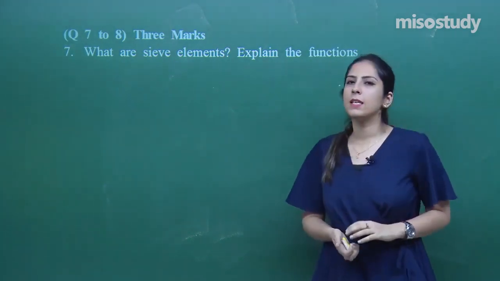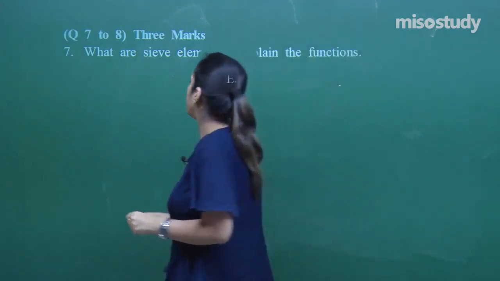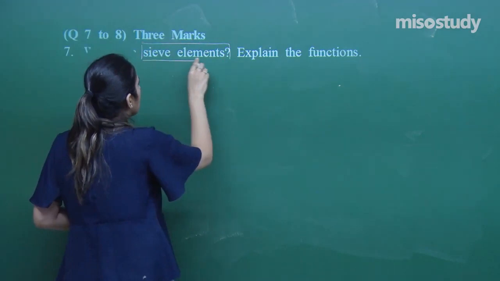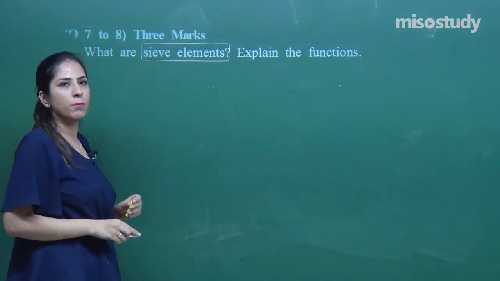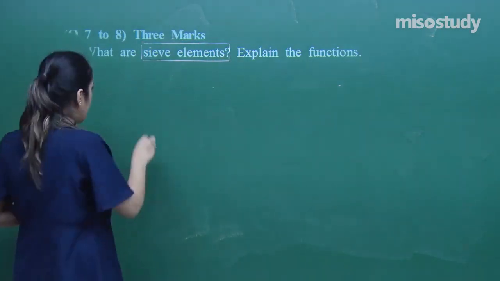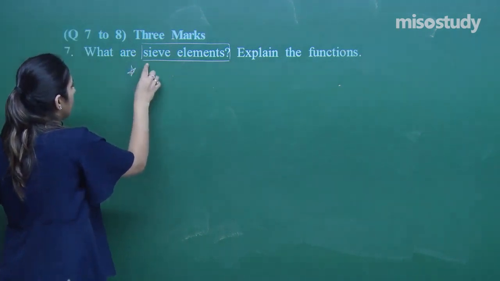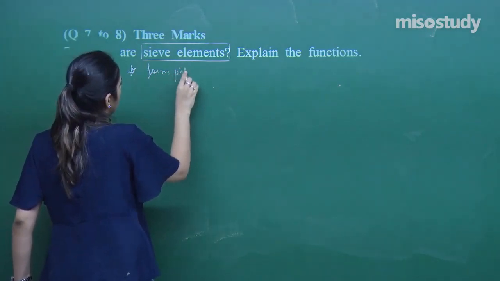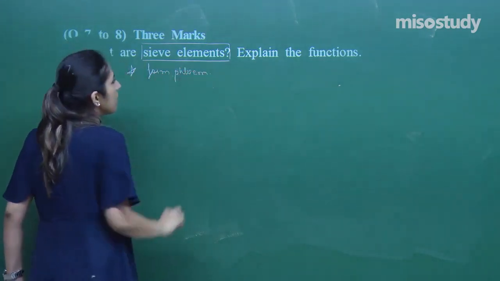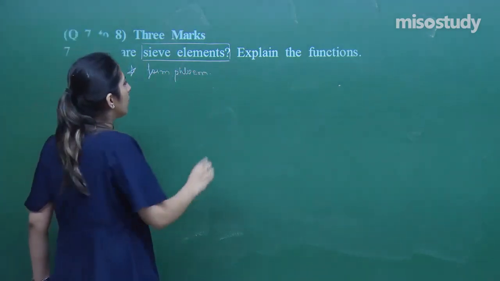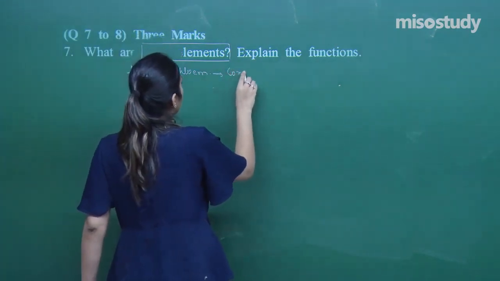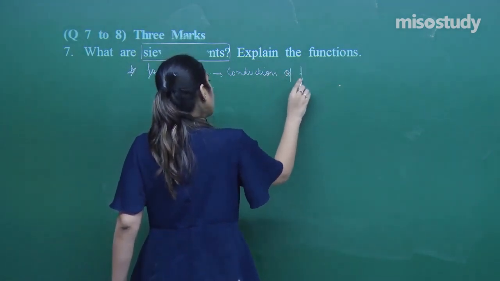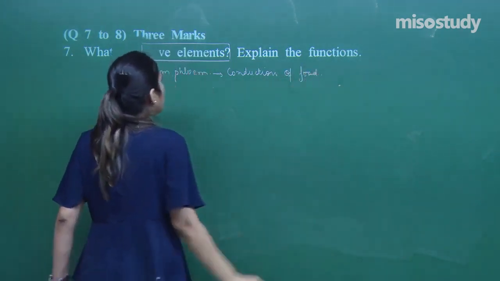Now what are sieve elements? Now tell me one thing, where are these sieve elements present? Is it a type of phloem or is it a type of xylem? It is a type of phloem. If it is a phloem, definitely what is the function of it? That is the conduction of food. Hope you are getting what I am trying to say.